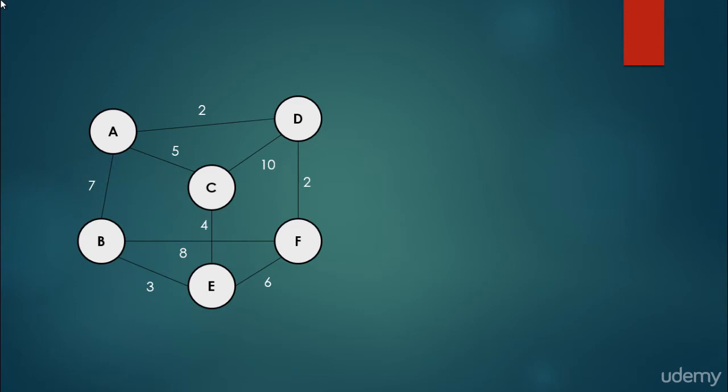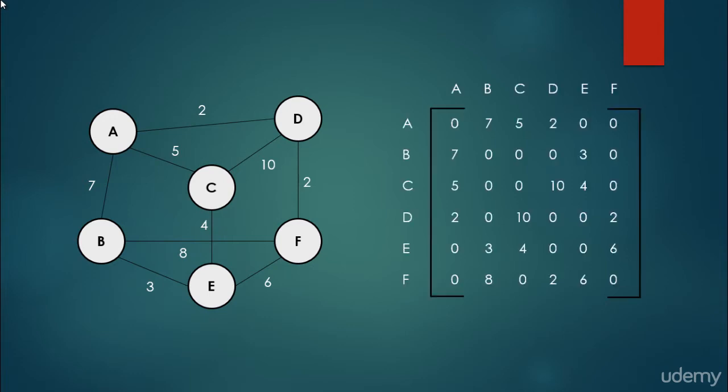It is an undirected graph, so we can get from A to D, for example, and from D to A without any problem. There are no directed edges. And of course, there are several edge weights such as 2, 5, 10, 4, and so on. So of course, we have the adjacency matrix.